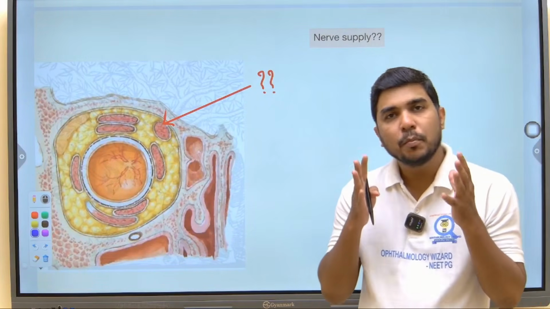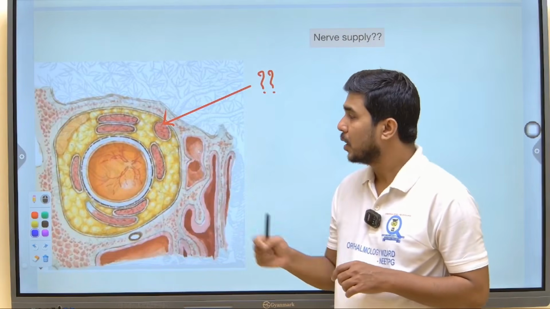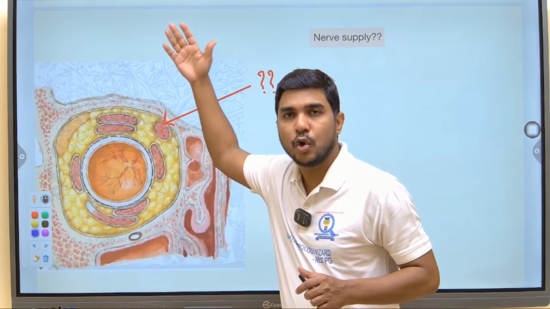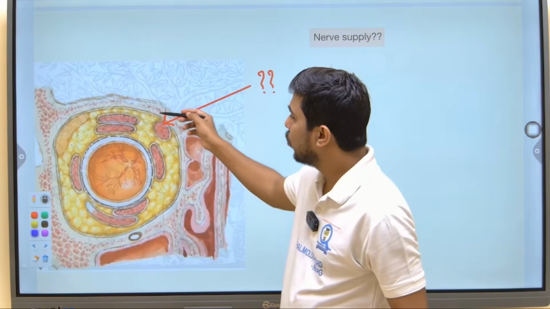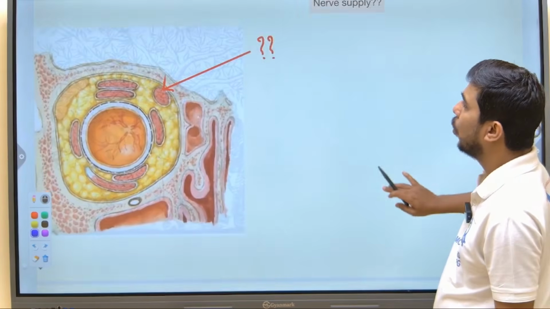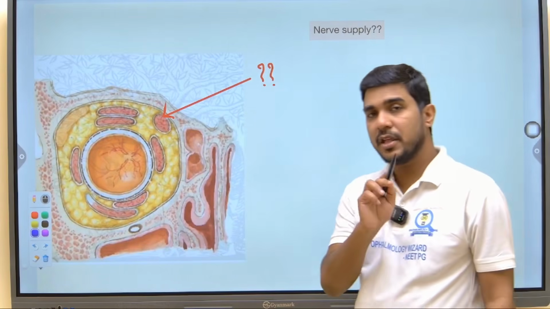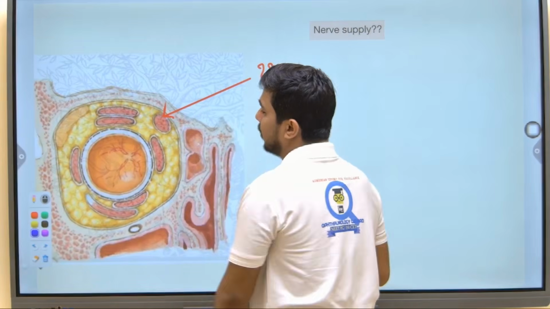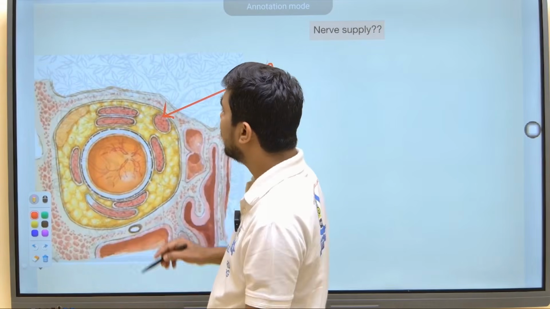So moving to the next image, what is this? This is a coronal cross section of extraocular muscles. Now they have asked what is the nerve supply of this muscle. This is a very important MCQ, right? So to understand this, we have to understand the different points. Okay. So what do you think? What is this?